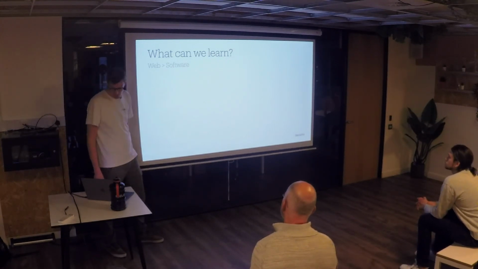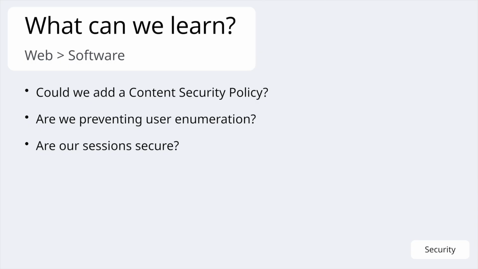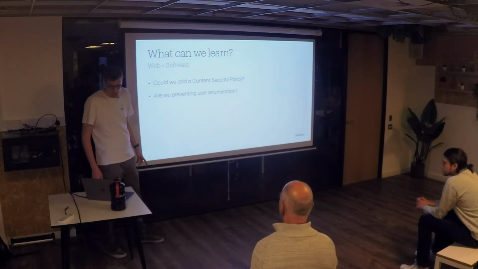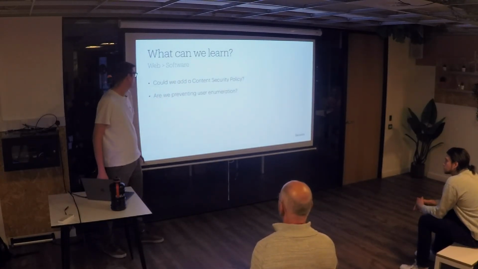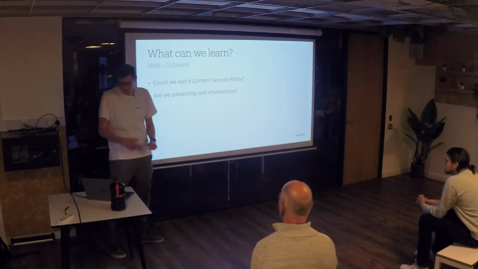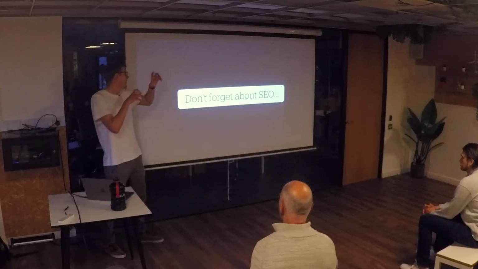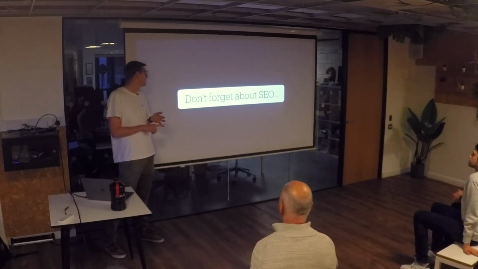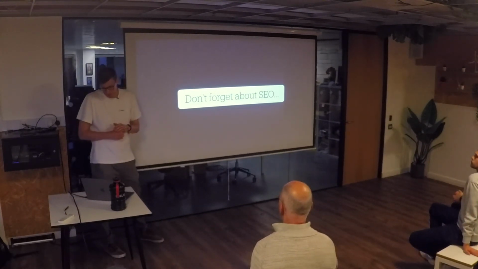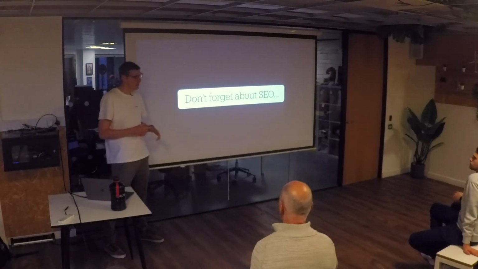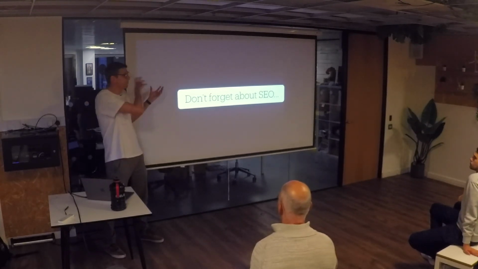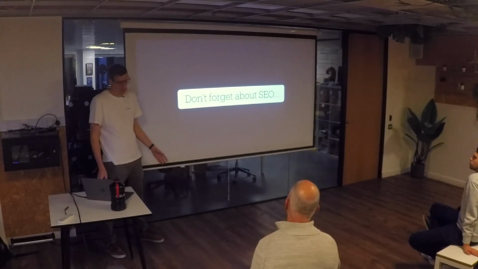When going the other way, when you're doing more software stuff, what can we learn from web? Actually, sometimes you can add a CSP to a software project. We've done that a handful of times and it's really useful. It's a real pain, if anyone's done it, but it's useful. Are we preventing user enumeration again? Are our sessions secure? That sort of stuff. So those are the four main areas: security, resilience, maintainability, and security. I did say security. Those are the four main areas that help us meet some of those needs and how they differ from each thing.